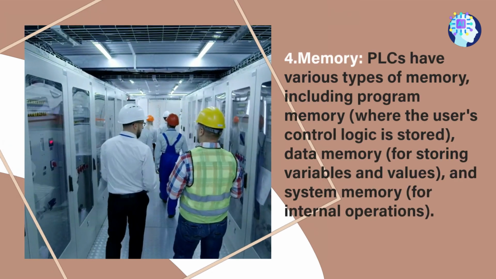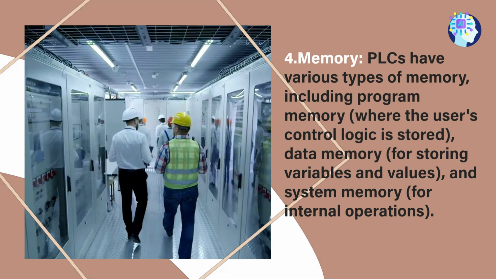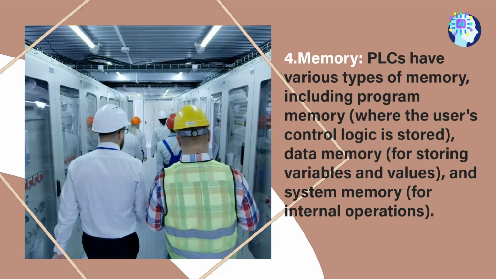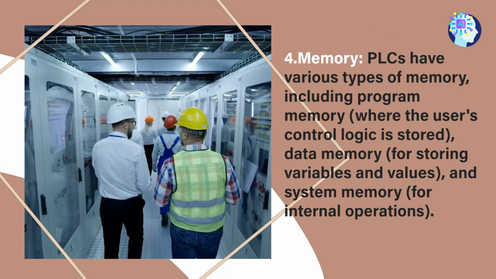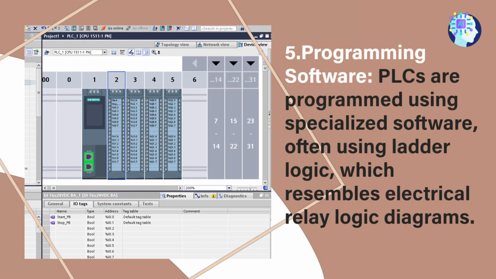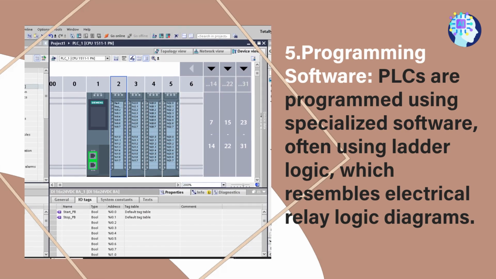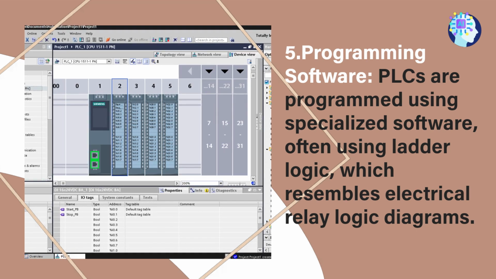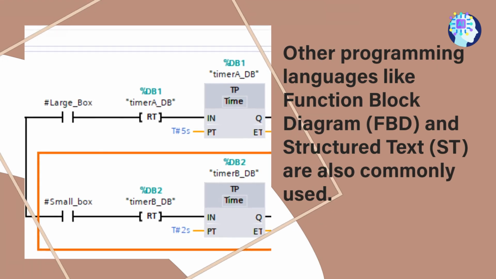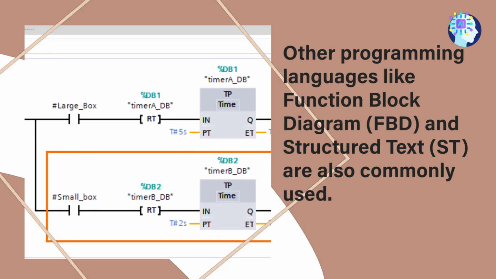4. Memory. PLCs have various types of memory, including program memory, where the user's control logic is stored, data memory, for storing variables and values, and system memory, for internal operations. 5. Programming software. PLCs are programmed using specialized software, often using ladder logic, which resembles electrical relay logic diagrams. Other programming languages like function block diagram, FBD, and structured text, ST, are also commonly used.